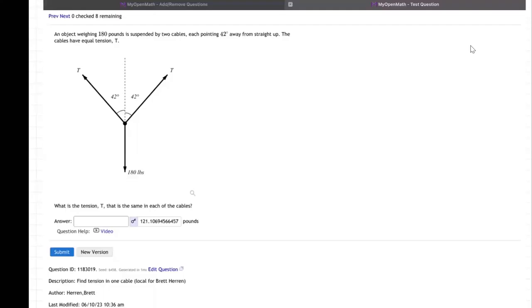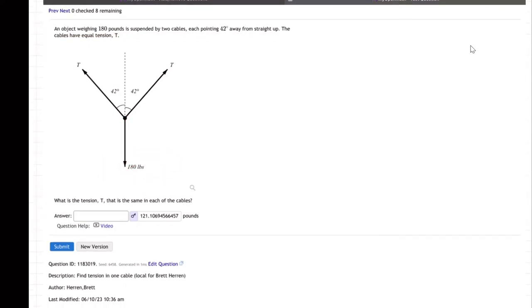Okay, on this question, it says an object weighing 180 pounds is suspended by two cables, each pointing 42 degrees away from straight up. Cables have equal tension T. So you see the 180 pounds going straight down. There's some kind of object that's hanging. You could draw some if it helps you. Some kind of object down here, and that's why this arrow's down. This object weighs 180 pounds.